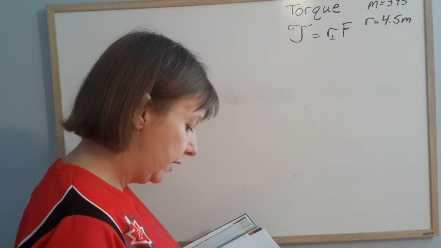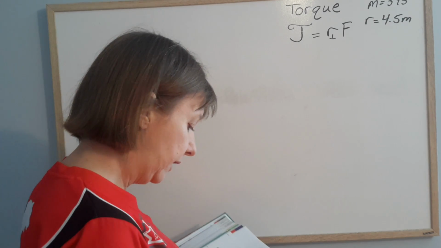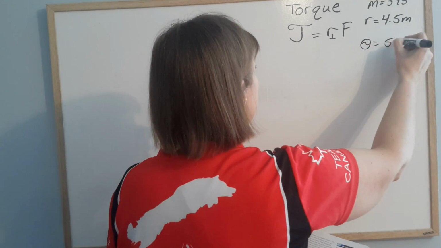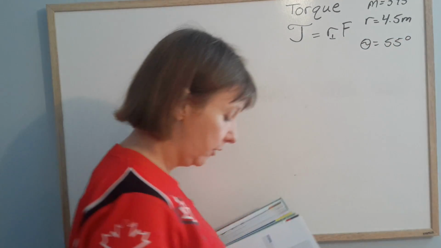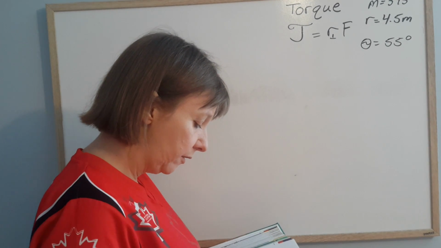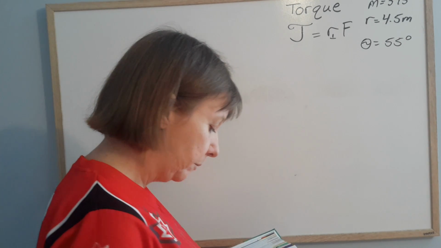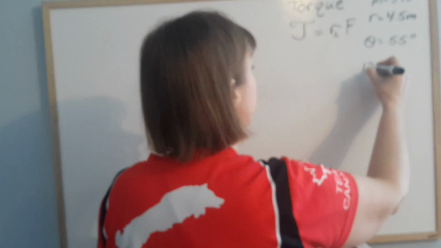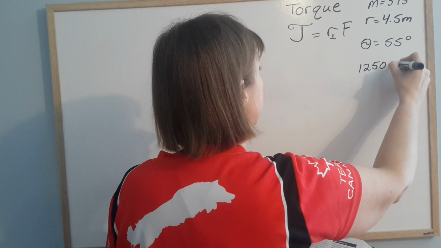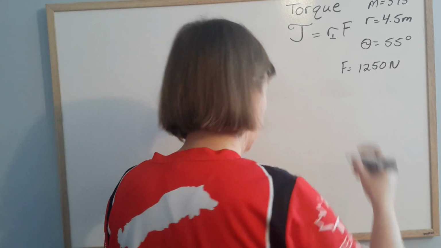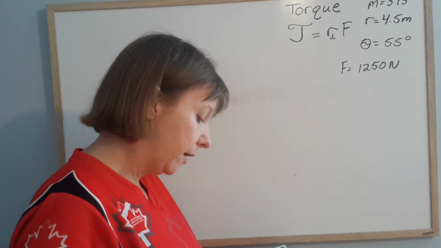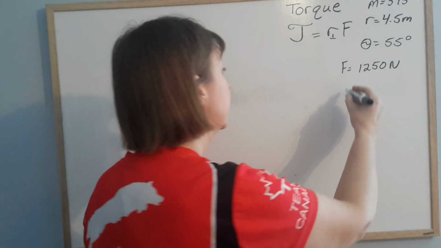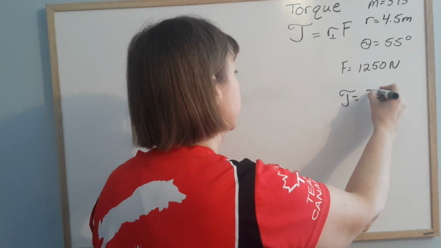When the crane is horizontal, the cable makes an angle. You knew angles were going to come into this, right? It makes an angle of 55 degrees with the crane and pulls on the crane with a force of 1,250 newtons. That is a force. What torque is the cable exerting on the crane?